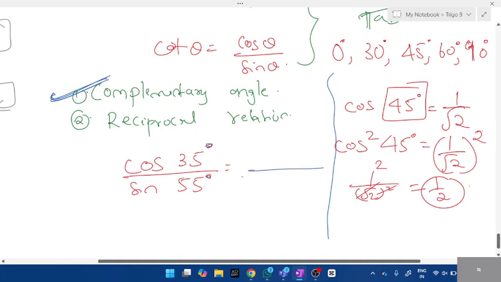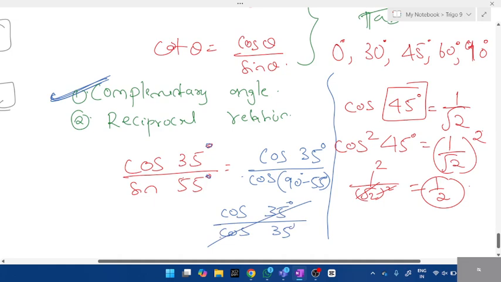So how do you solve this? You can keep cos as it is and convert the second one, or you can keep the denominator as it is and convert the numerator. Usually we keep the numerator as it is, cos 35 as it is. Tell me, what is the complementary for sine? Cos of 90 minus 35. So cos 35 divided by cos 35 is 1. These are not there in the trigonometric table.